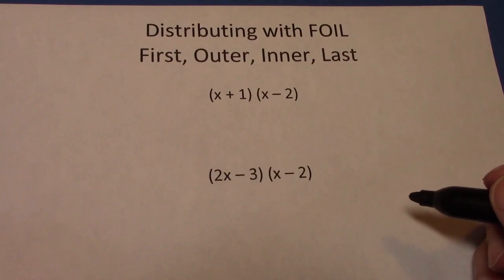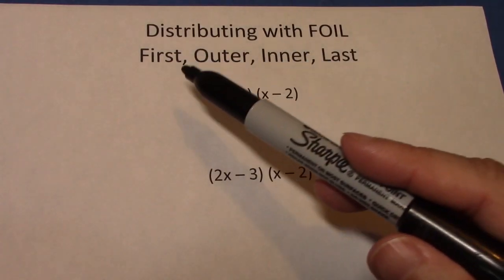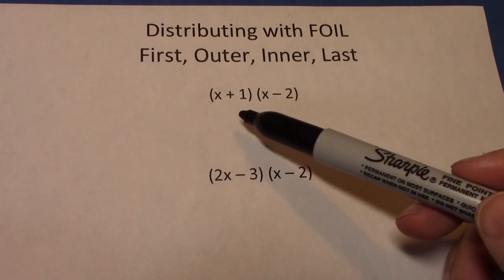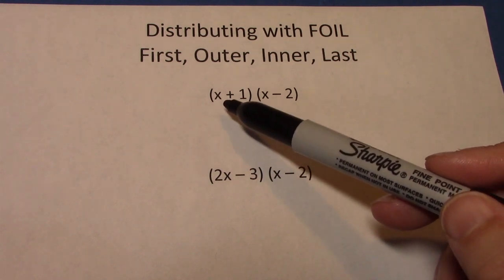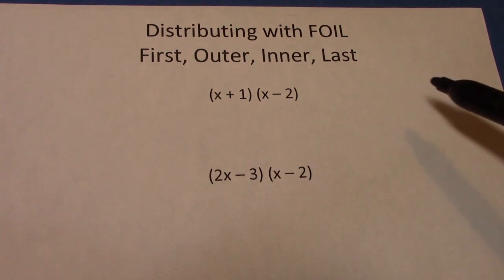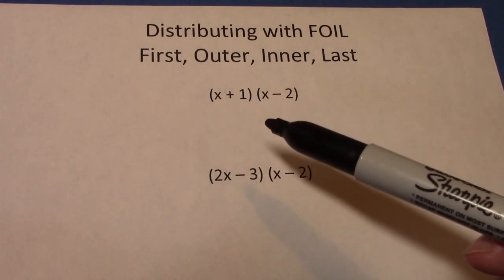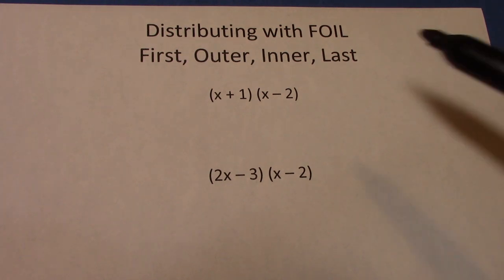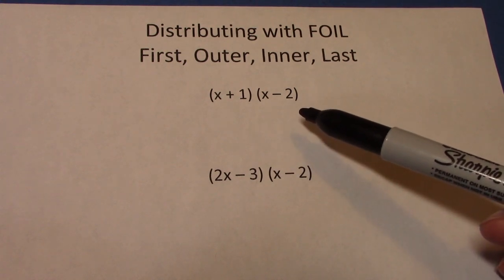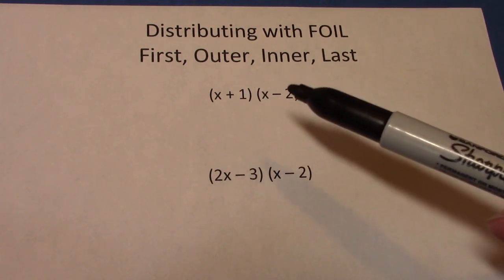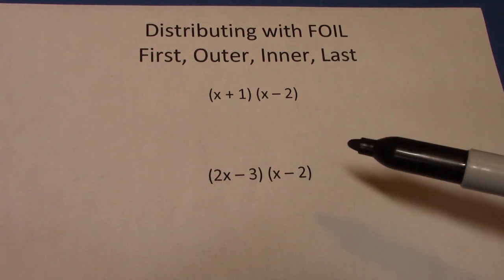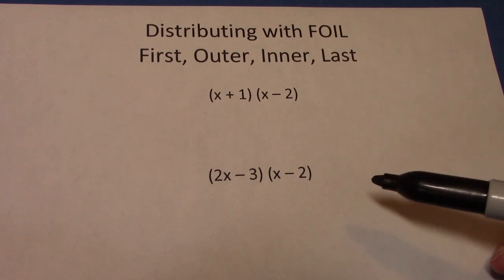Now let's talk about distributing with FOIL. FOIL stands for first, outer, inner, and last. We saw just a moment ago that when we have one product outside being multiplied by several terms inside parentheses, we had to multiply that outside number by every term in the parentheses. Well, what happens when there's two terms being multiplied by two terms? Every single term here needs to be multiplied by every single term here. And FOIL is just a way to remember an order to do that in so we don't miss something.